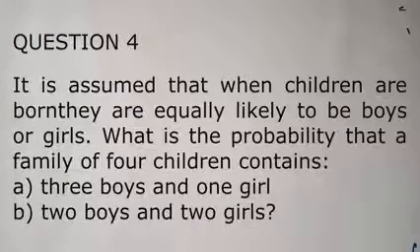Question number 4. It is assumed that when children are born, they are equally likely to be boys or girls. What is the probability that a family of 4 children contains, question A, 3 boys and 1 girl? Question B, 2 boys and 2 girls.